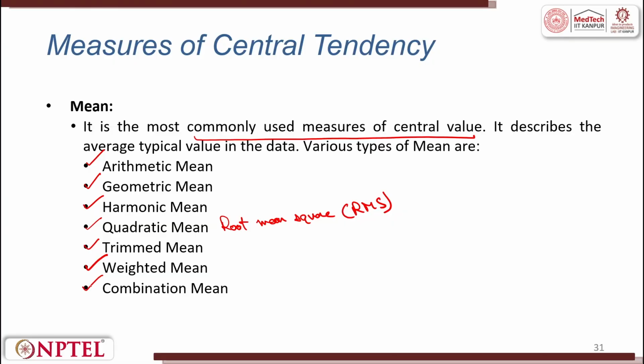Then comes combination mean, a combination between any two types of means. It could be between arithmetic and harmonic mean, or between trimmed and weighted mean, so that we describe the data more appropriately to our requirements. So these are the kinds of means. You might have gone through arithmetic, geometric, and harmonic means. Trimmed mean, weighted mean, and combination mean might be new for you.